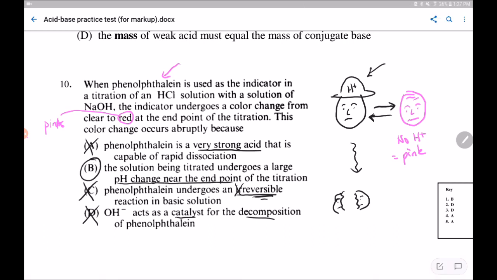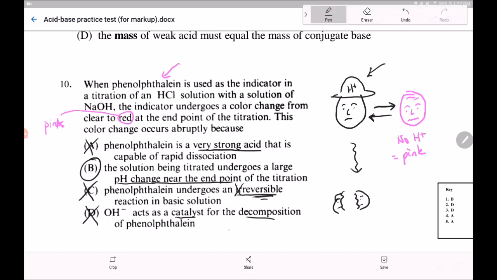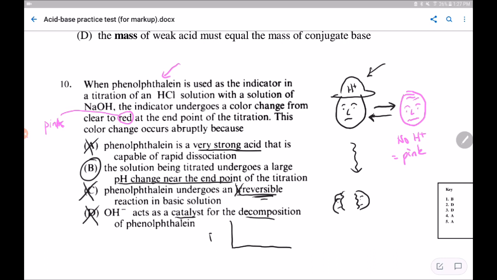And if you did your buffer lab well, and you made a graph of pH versus base added, or in this case we'll say base added, but it's the same as if you added strong acid, then the buffer kind of chugs along, and then suddenly, boom, it breaks and the pH goes way up. And so this is the end point of the titration, is when the pH shoots up. And that's what the words in B are saying. A large pH change near the end point, that's where the pH goes zoom.